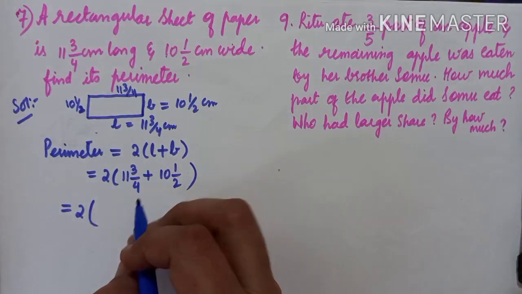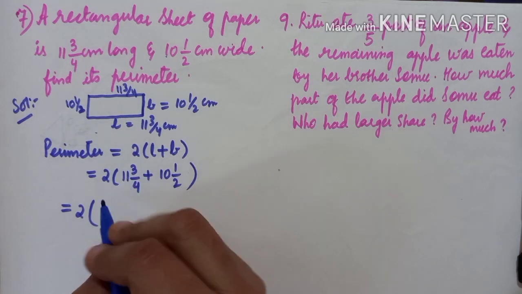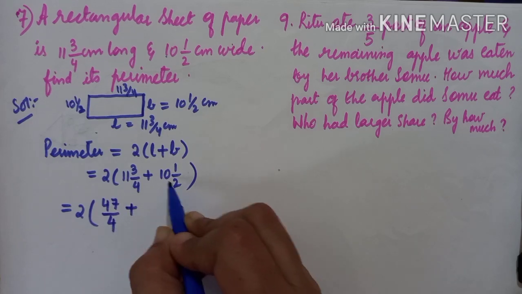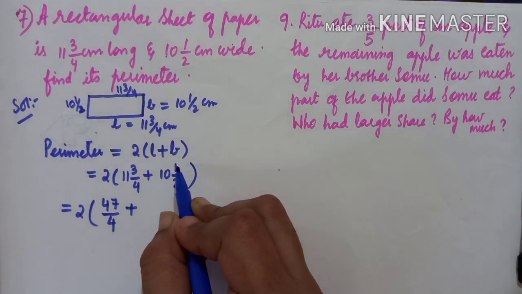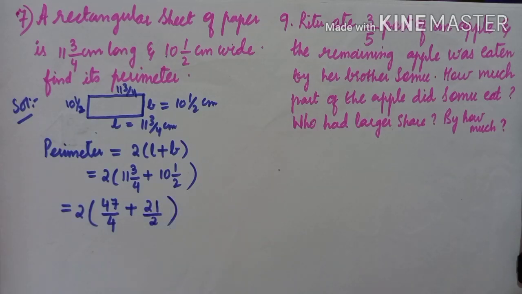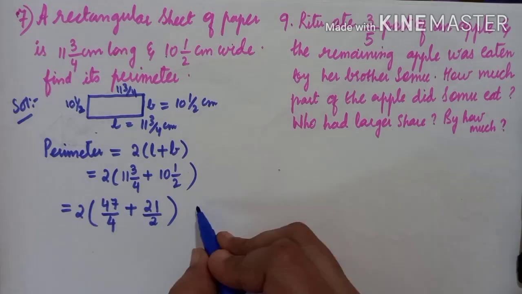Okay, so now 4 11s are 44. 44 plus 3 will be 47. So 47 divided by 4, plus 2 tens will be 20, plus 1, so 21 by 2. Okay, so now here what you need to do is 4 into LCM you have to do.